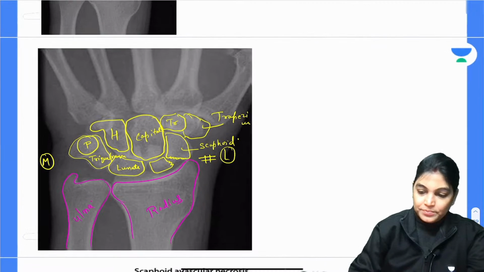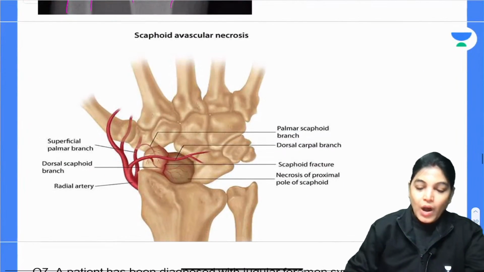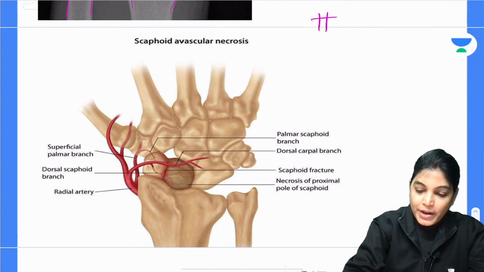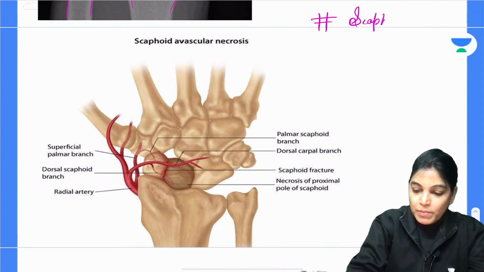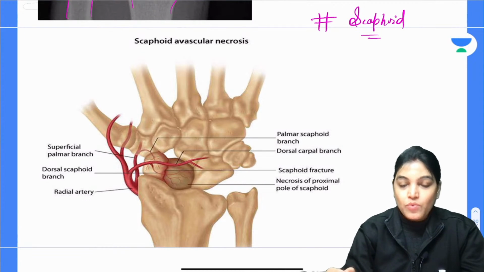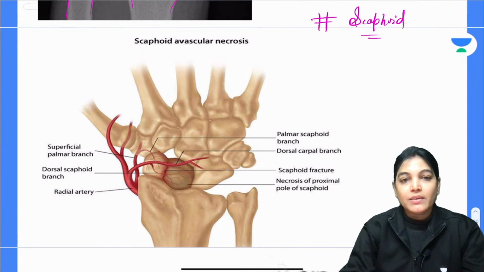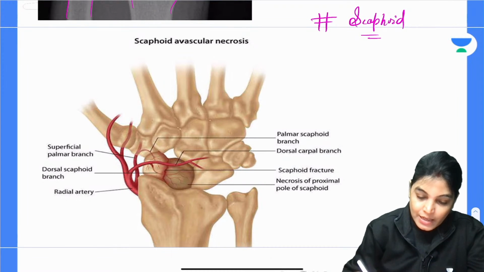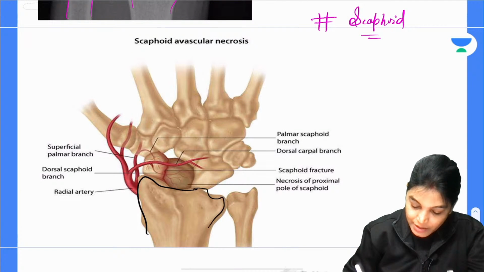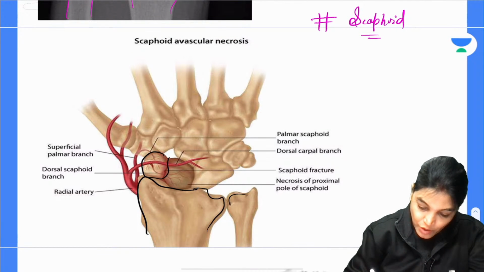So now let's see, why avascular? One of the important complications of fracture of scaphoid bone is that if proper treatment is not provided to the patient as early as possible, what will happen? In this case also, what you can appreciate is that here is the radius bone, and here you can see this is the scaphoid bone which is fractured.